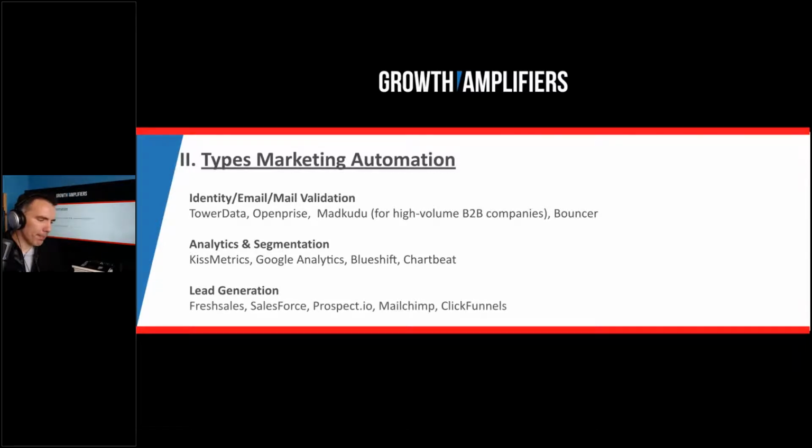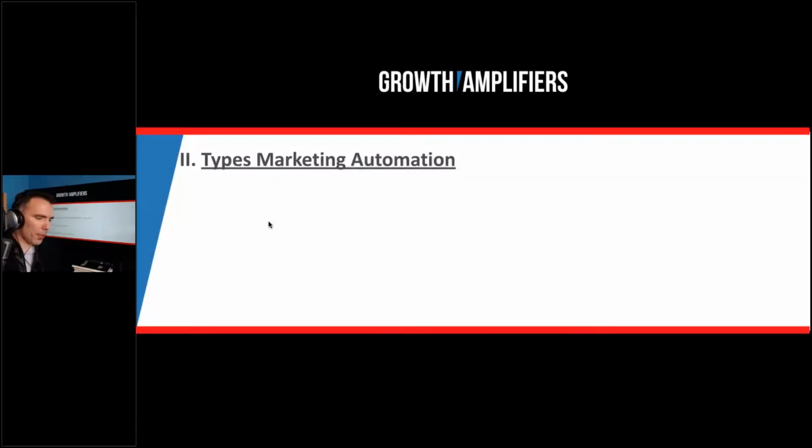Lead generation, right? So Freshsales, Salesforce, Prospecto, MailChimp, ClickFunnels. And those are some marketing automation tools that can be used for lead generation, just the purpose of getting people to raise their hand and following up and actually becoming leads. Okay. Now, we're still going into the conversation of types. Again, I'm going high level, and then we're going to deep dive in a moment and go into some more practical details.